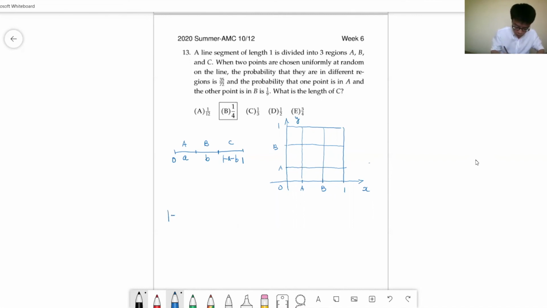It's 1 minus, okay, if these 2 points are in A, that means this is a squared. If these 2 points are both in B, that's little b squared. If these 2 points are both in C, that's just (1 minus a minus b) squared. Then I subtract this number from 1. That's the probability that these 2 points are in different regions, which is 35/72. Okay.